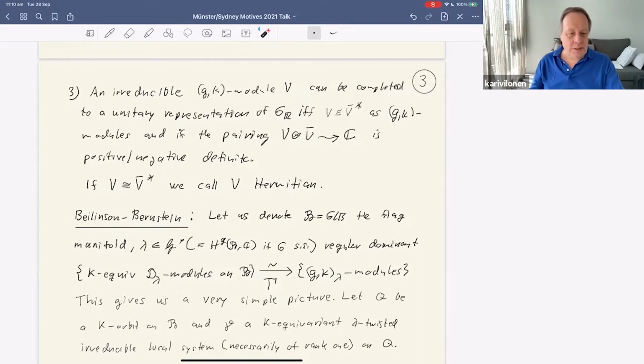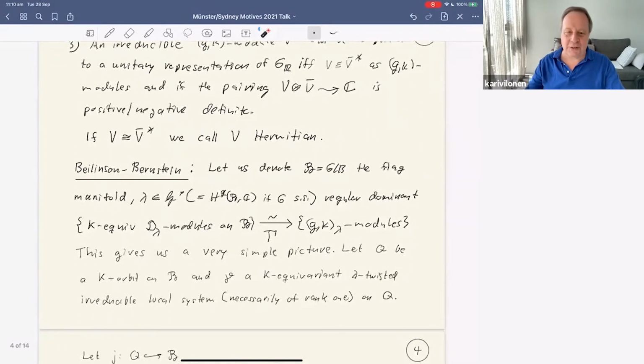Okay, so this gives us a very simple picture, at least if you're geometrically minded, for what the irreducible representations are. Let us write Q for a K orbit on B and gamma for a K-equivariant lambda-twisted irreducible local system. Those are all necessarily of rank one on Q. This is the notation that Vogan uses, so we use exactly his notation.